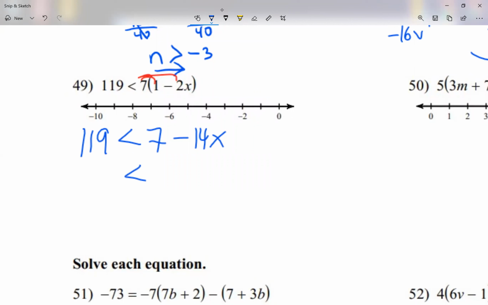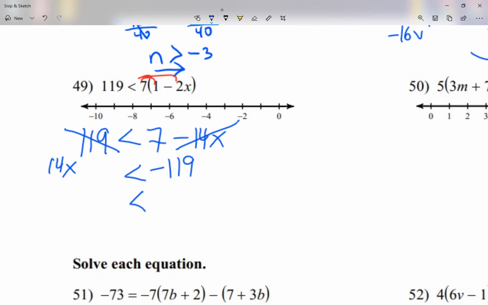Now, letters on the left side. So this negative 14x, let me write it up here as a positive 14x. This positive 119, let me write this as a negative 119. So again, letters on the left side. So I have 14x is less than, now 7 and a negative 119. Because the signs are different, let me subtract them. 119 minus 7 is 112. The larger sign is negative, so 14x is less than negative 112.